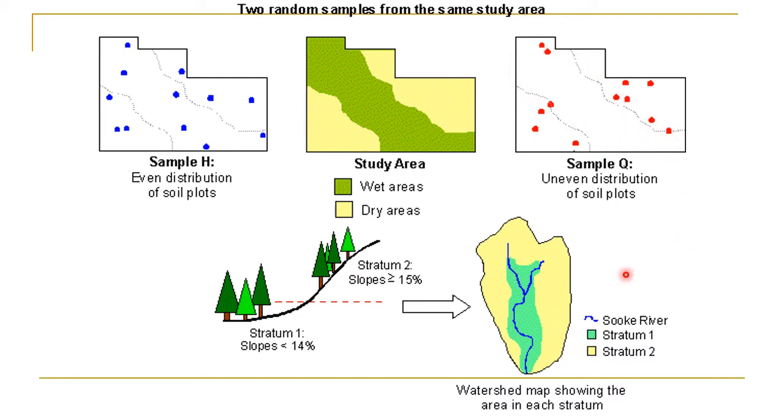So that's sometimes why you would do a stratified sample. You'll say, well, I want to make sure I get some of my samples here and some of my samples here, so that I have them in the different areas, in the wet areas and the dry areas. So sometimes you want to randomly sample in a stratified way.